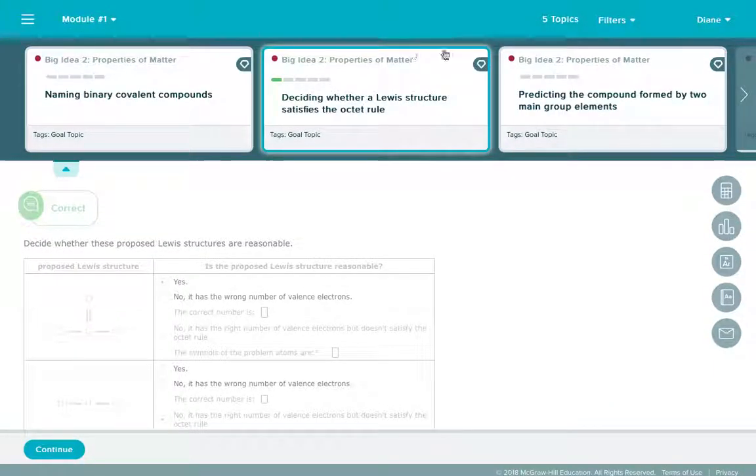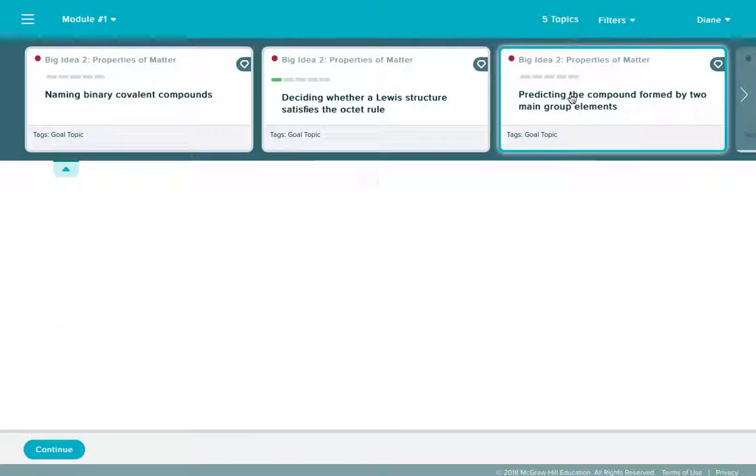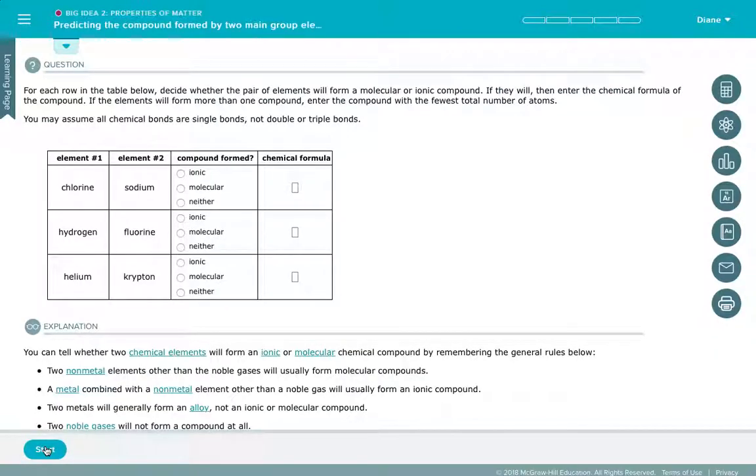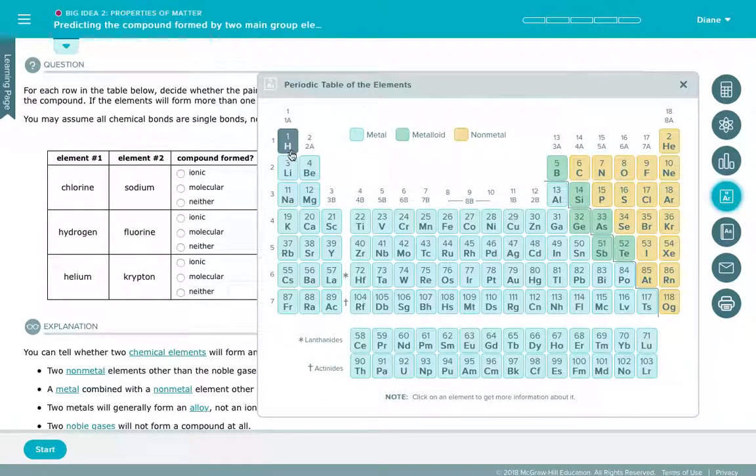All right, let's see if it will unlock the next one. Predicting the compound formed by two main group elements. So you have to predict whether it's ionic, molecular, or neither. Remember, you can do this by looking at your periodic chart. If an element comes from the left side and another one comes from the right side, the electronegativities are going to be large. It will be ionic. It's molecular if it's two nonmetals.